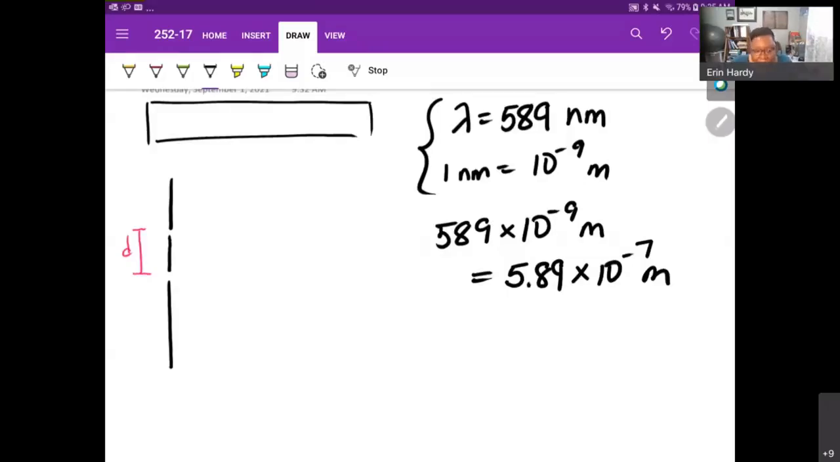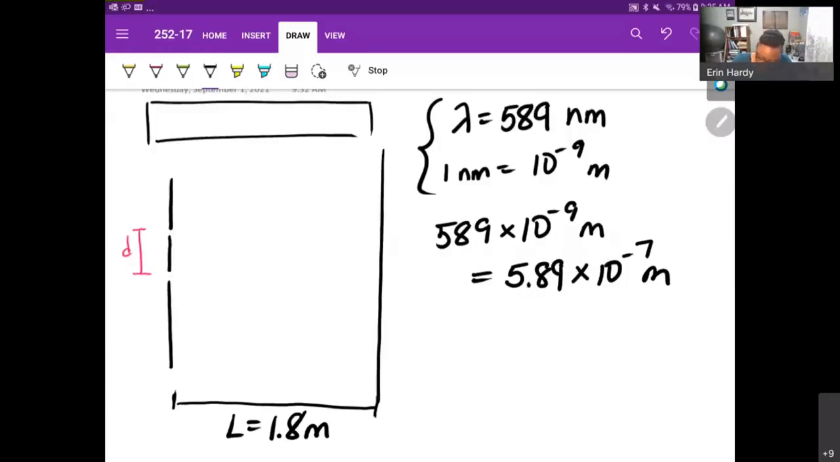Okay, so we know that wavelength. We also know that the distance between the screen and the slit card is 1.8 meters. So that's L is equal to 1.8 meters. And we end up with a pattern that looks like this. And let me peek at that text one more time. The bright fringes in the pattern are 35 centimeters apart. So I'll use a new color for this.